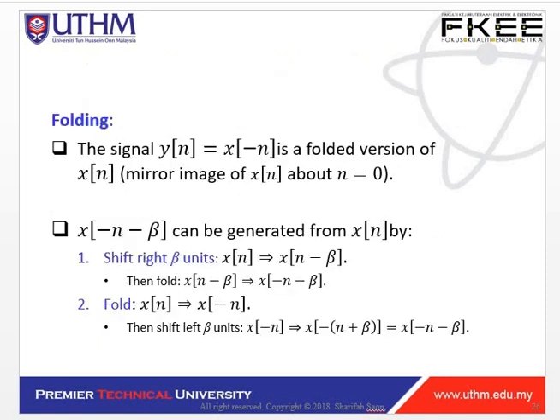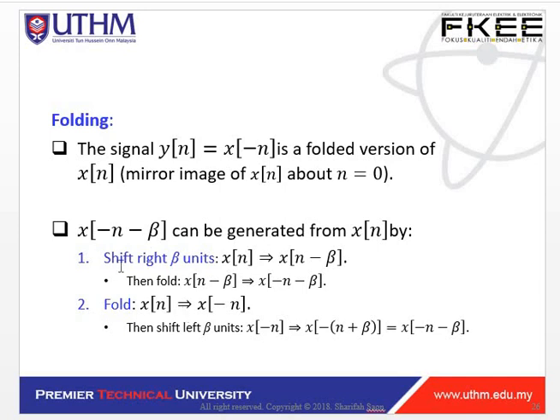Then what about the folding, time folding? So for time folding, the symbol is negative. So y[n] is equal to x[negative n]. This is the folded version or the mirror image of x[n] at n equal to 0. Let's say I have the question like x[negative n negative beta]. What should you do? You have two methods here. Either you do the shifting first, then fold, or you do the time folding first, then time shifting. Both can work, but it's slightly different.